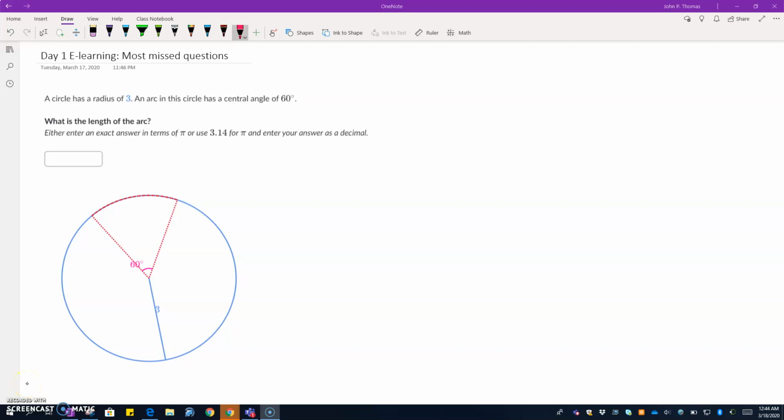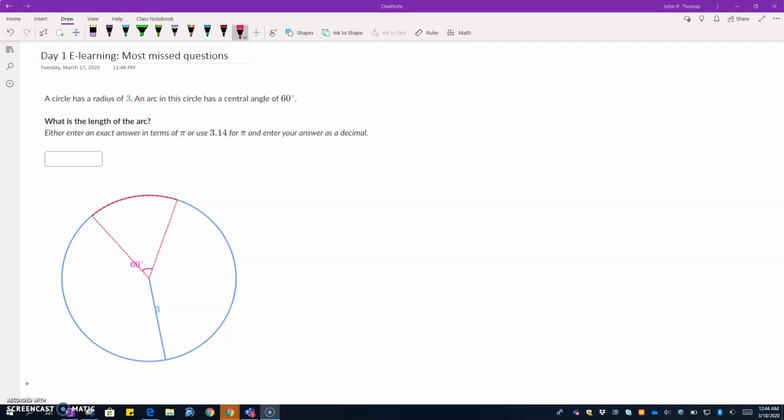What I wanted to do is put together a couple quick run-throughs of the most missed questions from our first Khan Academy problem set. So this was the most missed question. It says a circle has a radius of 3 and an arc in this circle has a central angle of 60 degrees. What is the length of the arc?